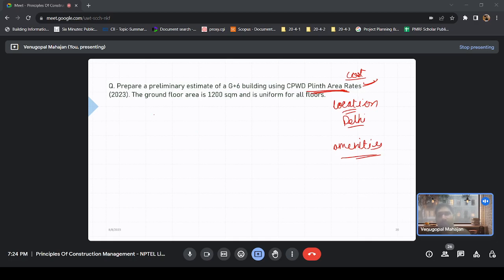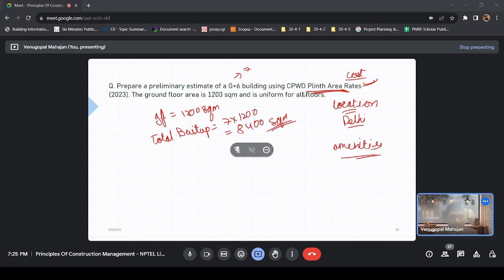Okay, so you have got GF 1200 SQM. What about the number of floors? G plus 6, that means you can say 7, right? Till now, your total built up area would be 7 into 1200, right? So let's move forward with this data and see how much we can calculate.